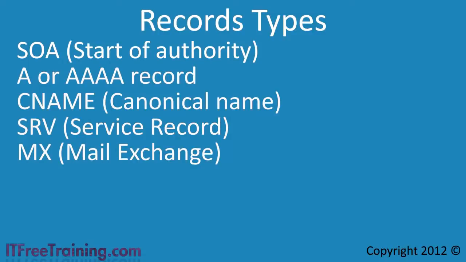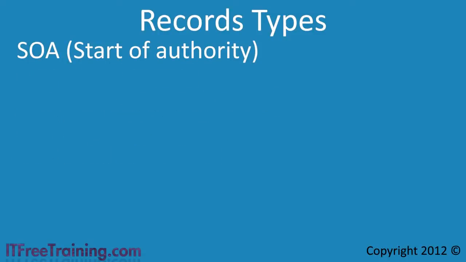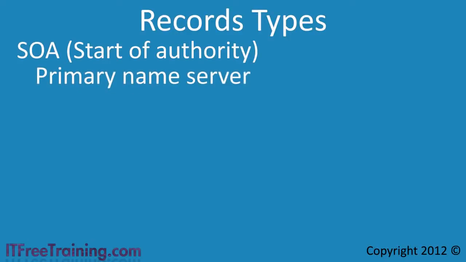The first record is Start of Authority, or SOA. The SOA record indicates the DNS server with the best source of information for that zone. This should be the primary name server. Simply put, it is the DNS server which has the most authority to make changes in the domain or answer questions in regards to it.